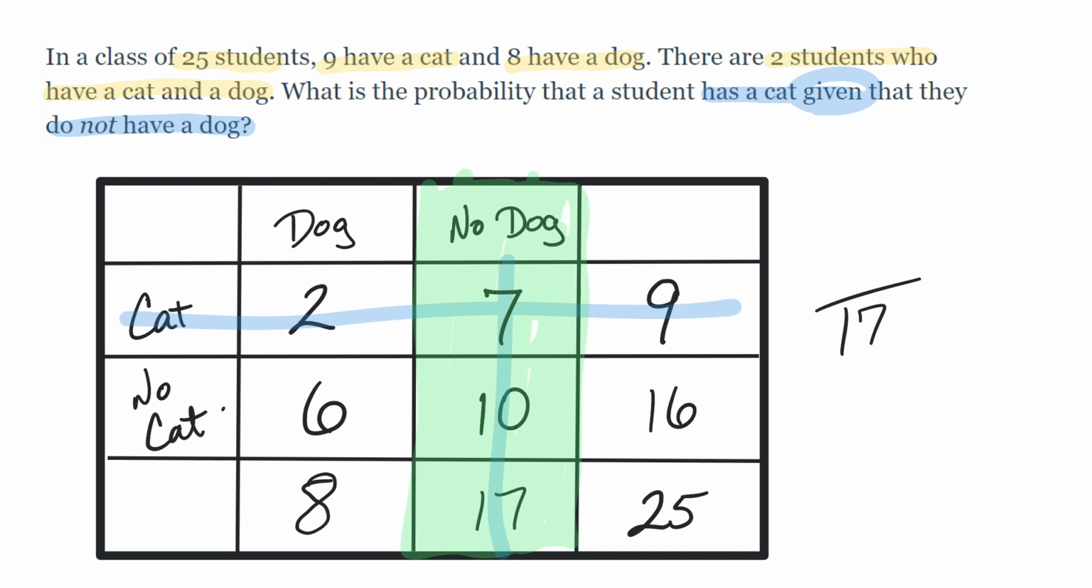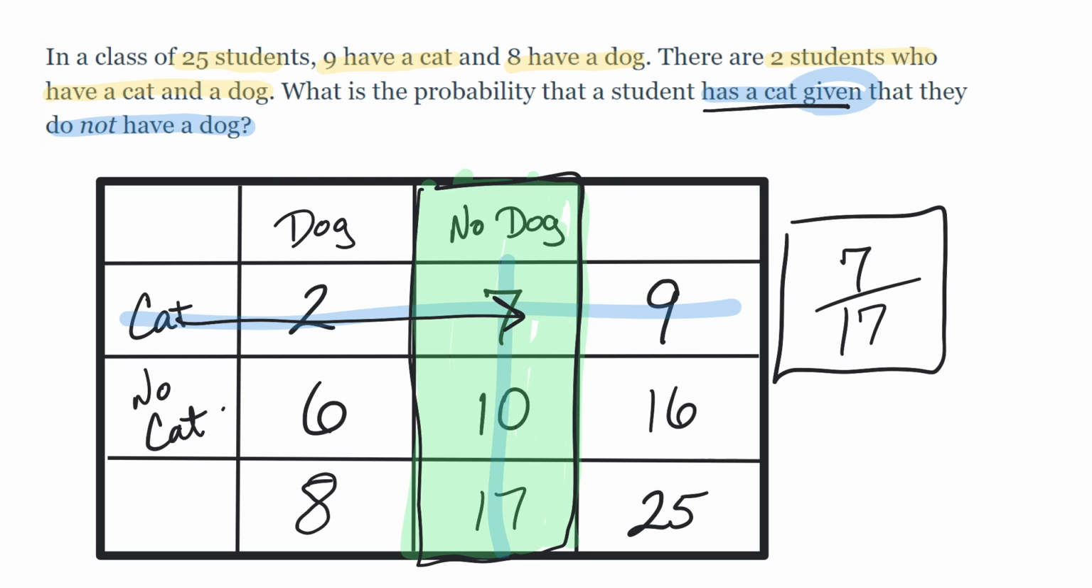And it says, what is the probability that a student has a cat? So in our column, we're looking for the people that do have cats, and the people that do have cats follow in this row, and that would be 7. So our probability statement is going to be 7 out of 17.